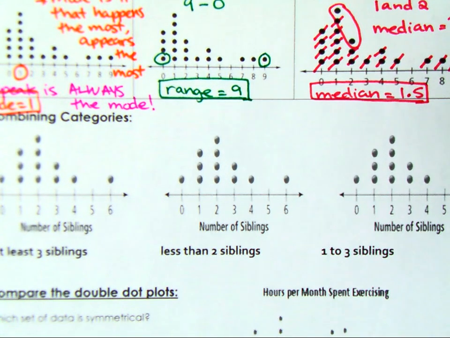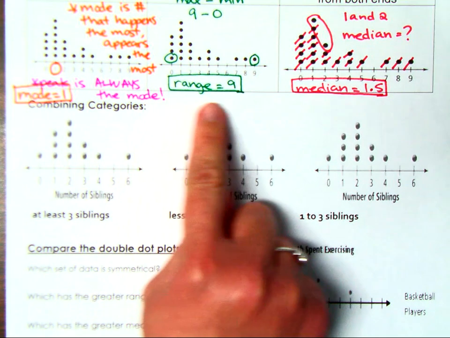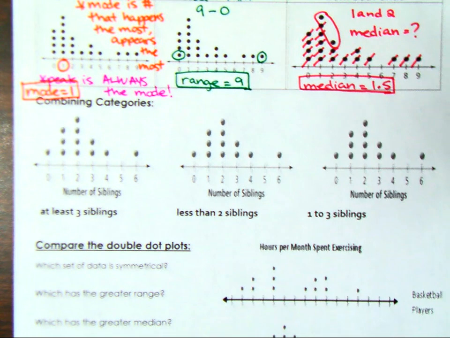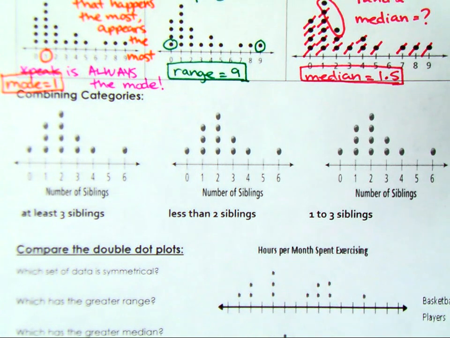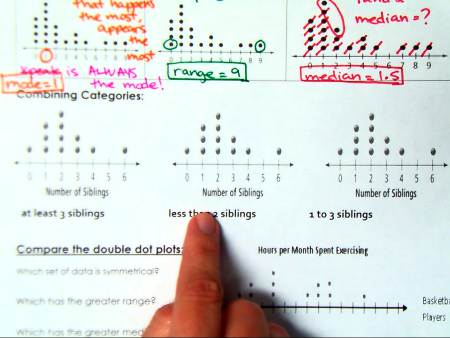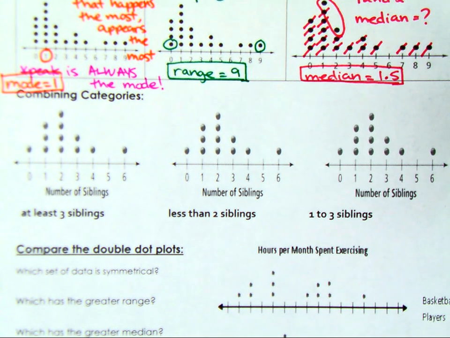All right, now let's look at these, and we're going to compare these categories. So we need to know the vocabulary of those words and how to use our dot plots to find those things in order to answer these questions. So in this dot plot, we have represented the number of at least 3 siblings. In this dot plot, we have those that have at least 2 siblings, and then 1 to 3 siblings, and so on and so forth. So let's go ahead and look and see what this represents.